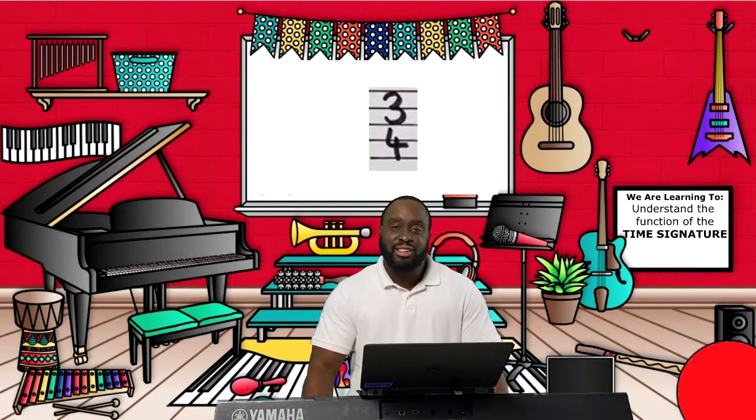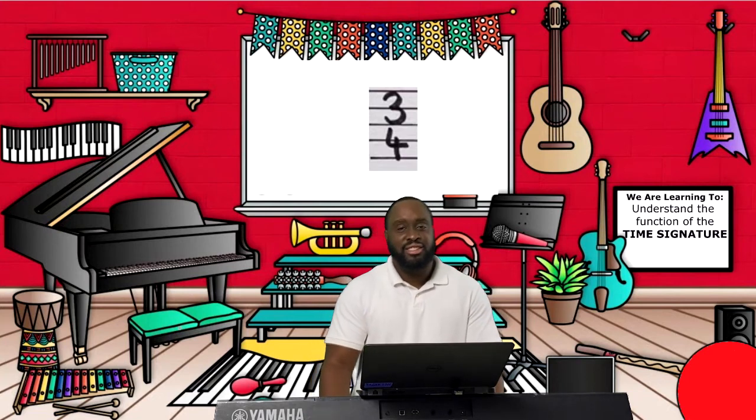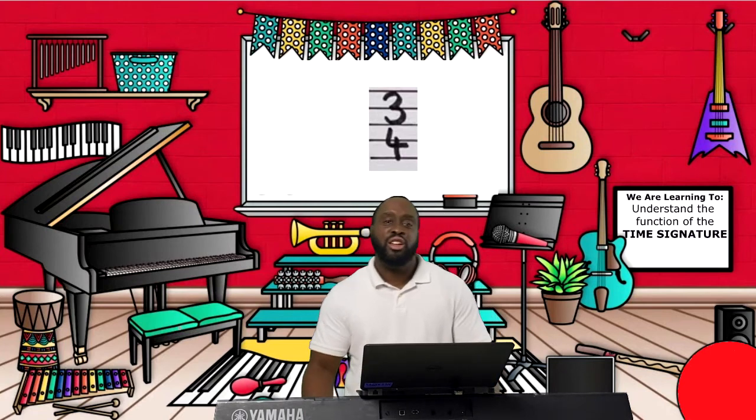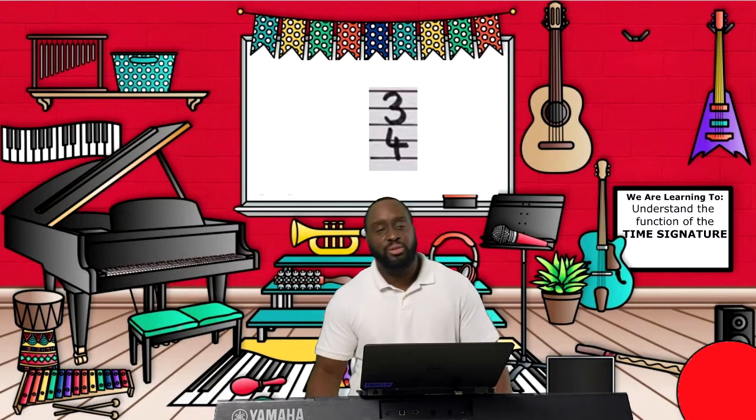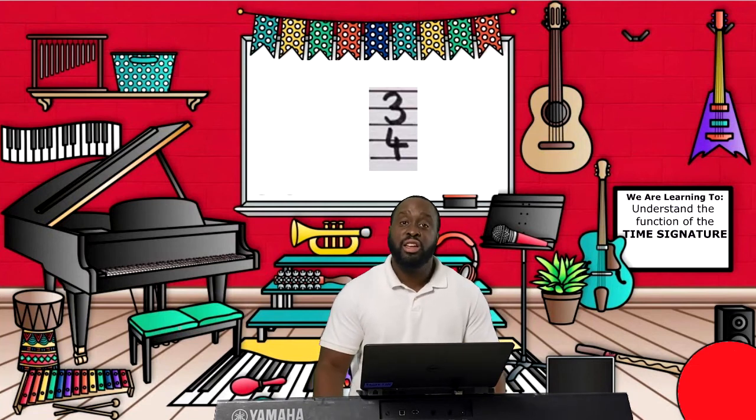All right, so notice that for that one, it has a waltz type of feel. Dun, dun, dun, dun, dun, dun. The strong beat happens on the first, so 1, 2, 3, 1, 2, 3, 1, 2, 3, 1. So it's like a waltz type of feel.